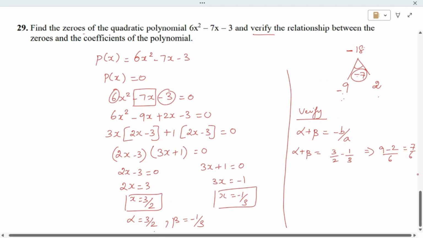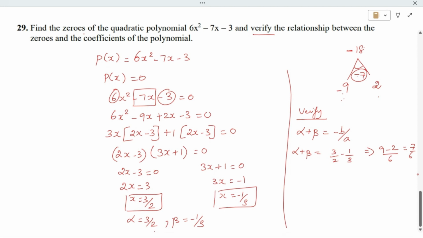Okay, so I verify with the coefficients. So alpha plus beta is minus b by a. So from the equation, just pick out a, b and c. A is equal to 6, b is equal to minus 7, c equal to minus 3, right? So substitute here. So minus of minus 7 by 6, that is plus 7 by 6. So both are equal, isn't it? So I verify the relation.